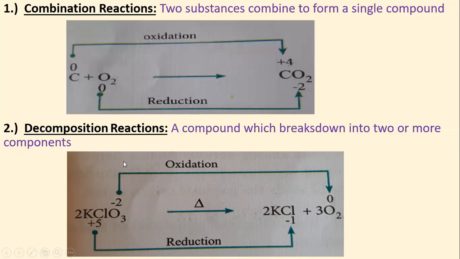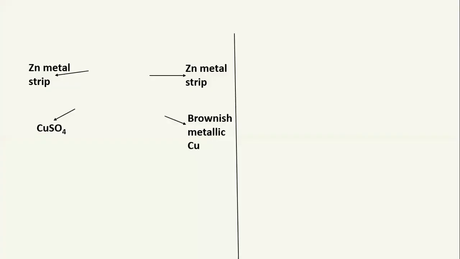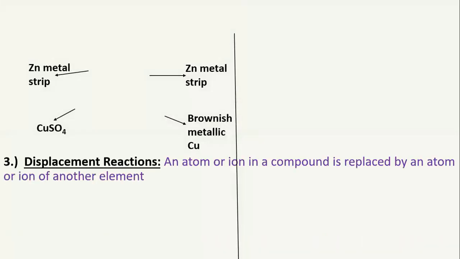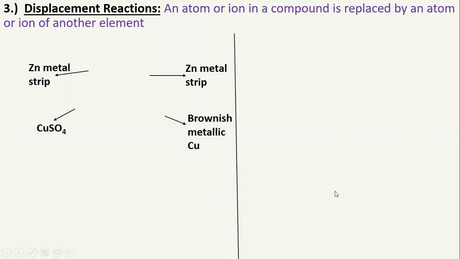So previously we studied the combination reaction and now the decomposition reaction, right? I think these two will be very clear for you. Next we'll move on to the third type, the displacement reaction. A displacement reaction is nothing but a compound being replaced by an atom or ion of another element. That is said to be a displacement reaction.